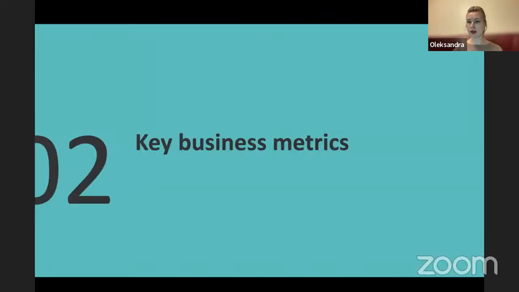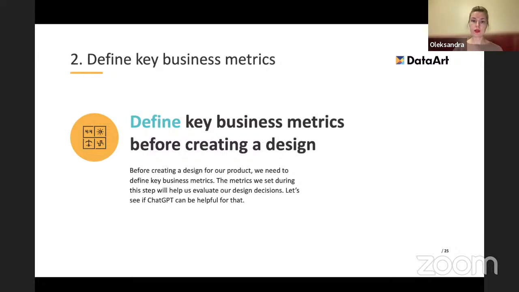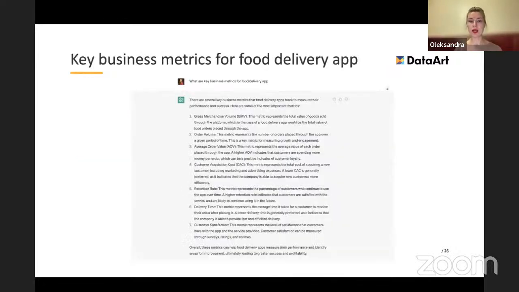Now that we know our competitors, let's define our key business metrics. So asking ChatGPT to provide key business metrics for a food delivery app. And the items that are listed here are pretty much, again, general. Some of them are the metrics that are used for the biggest amount of apps, right? Such as average customer acquisition cost or retention rate. Those are really familiar to us and not very specific.